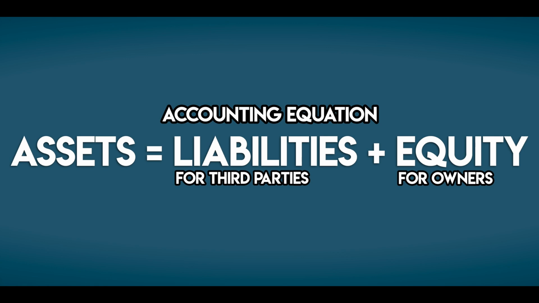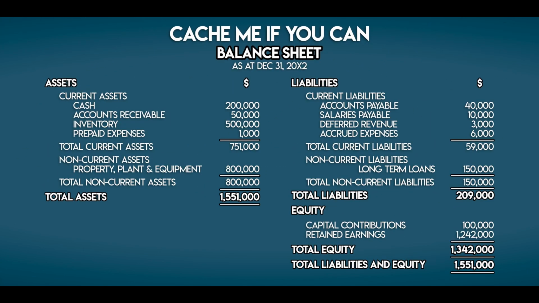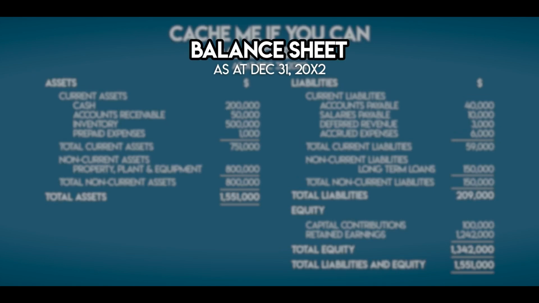In fact, when we pick a business and look at its accounting equation at a single point in time, then we're looking at a balance sheet. This balance sheet is for a business called Cash Me If You Can, which makes microchips and computer stuff. And what we're looking at is a snapshot of Cash Me If You Can's assets, liabilities, and equity at a single point in time. Essentially, it's a summary of what they own and what they owe on December 31st.